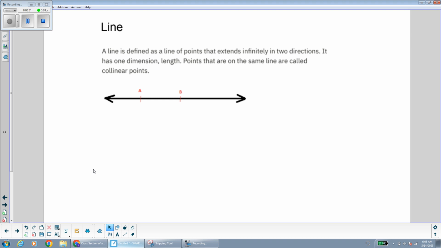And here we have a line. A line is one-dimensional. And as we know, a line extends infinitely in both directions. That's why it has arrows on both ends. The one dimension that lines have is length. And when we have multiple points on the same line, just a review of some vocabulary, like points A and B here, we call them collinear points.